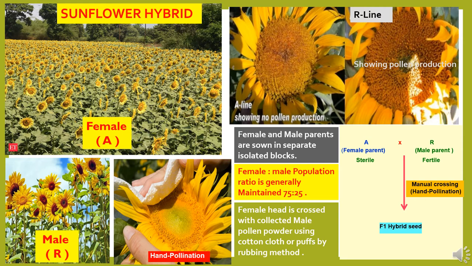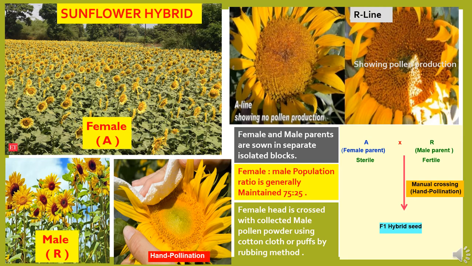First, male pollen is collected separately, and this pollen is used to cross pollinate the female. The female head is crossed manually by the hand pollination method, with the collected male pollen powder applied using a cotton cloth or pops, which is gently rubbed on the female heads.